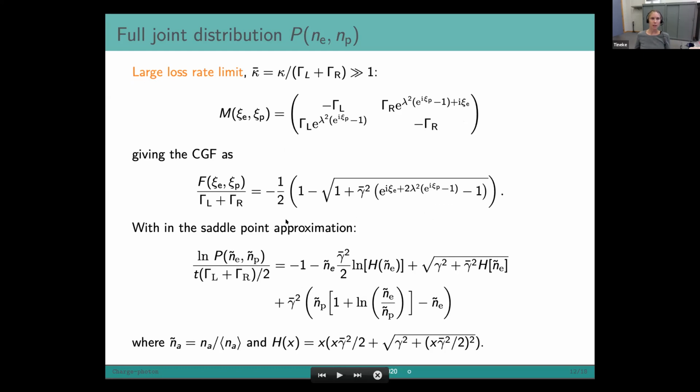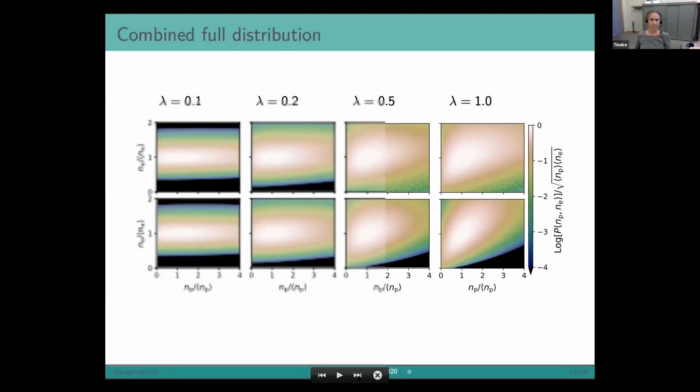Now, in the large loss rate limit, you can solve everything. Everything becomes really simple. So this is a large loss rate. You get only this 2x2 matrix. You can solve the generating function. You can even solve this in the saddle point approximation very exactly. You see in the large loss rate limit, for 1 electron jumping through your dot, you can get a whole cascade of photons, which is one of the origins of the bunching.